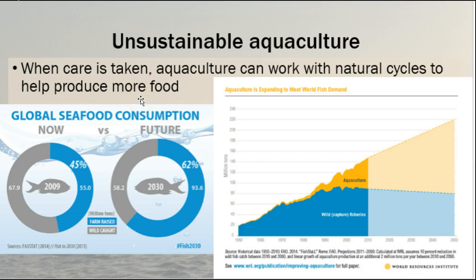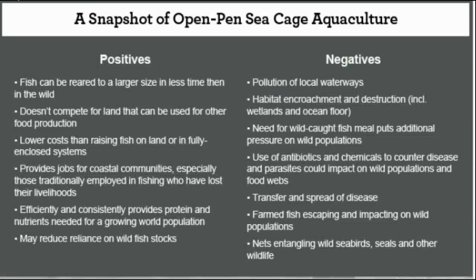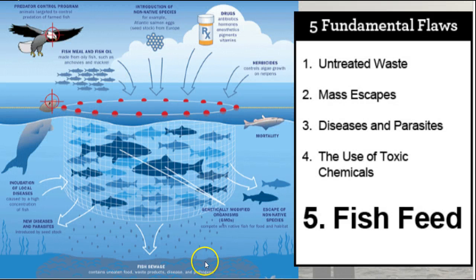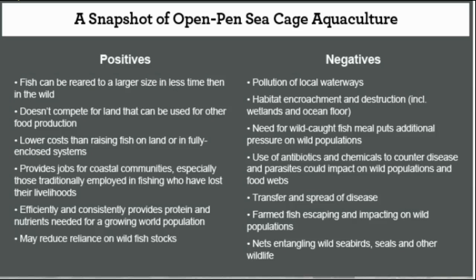But when aquaculture is not done properly, you get a lot of negative effects too. So especially when you're talking about what we call an open pen sea cage aquaculture, which looks kind of like this, there are a lot of pros and cons. So it has to be done sustainably. Some of the problems are, for instance, with shrimp, a lot of developing countries that are growing them by aquaculture cut down the coastal mangrove forests that are so important to the environment.